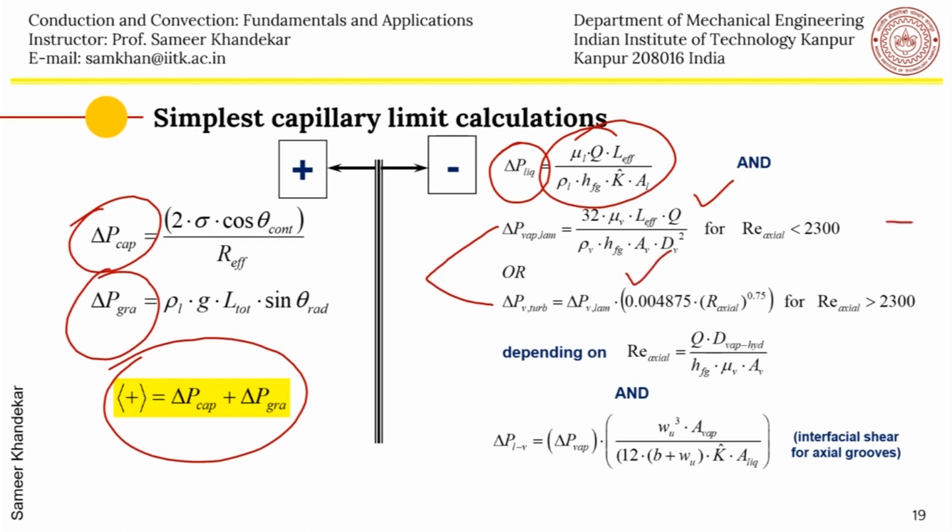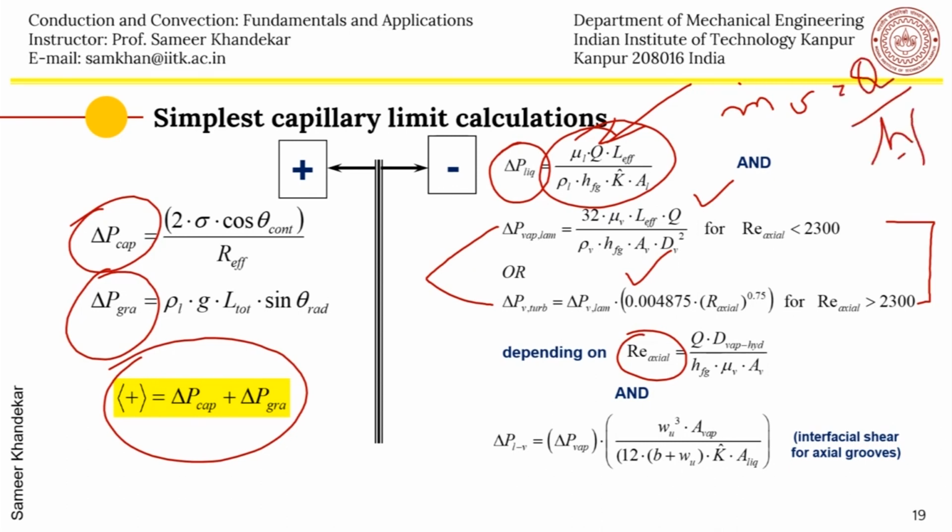So as you keep on increasing the Q, the m dot increases. Because the m dot increases, the liquid pressure drop increases, the vapor pressure drop increases. So the dissipative part is completely increasing as you go on increasing the heat flux, because the axial Reynolds number of the vapor flow is also increasing.